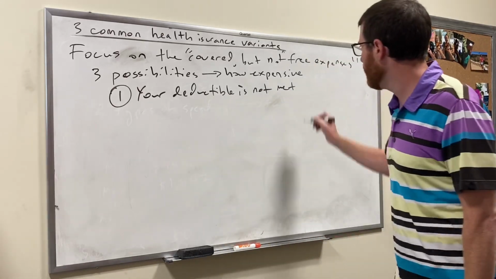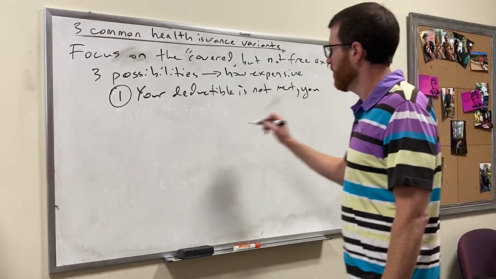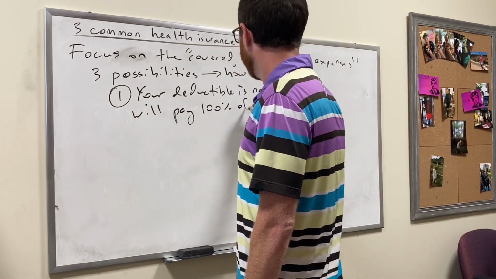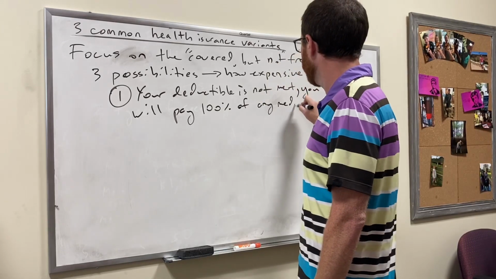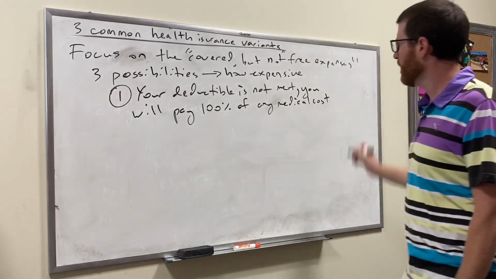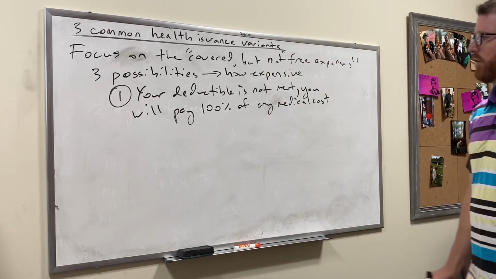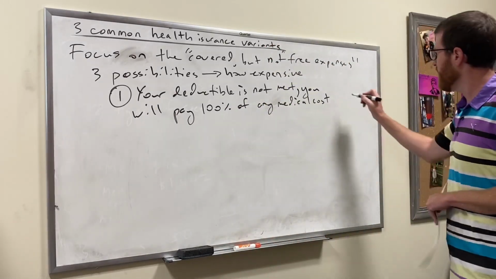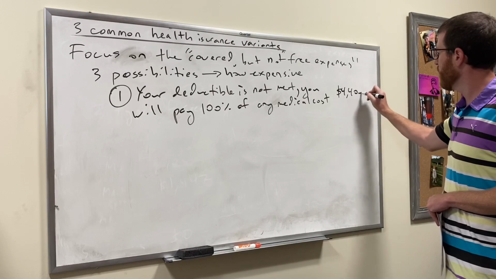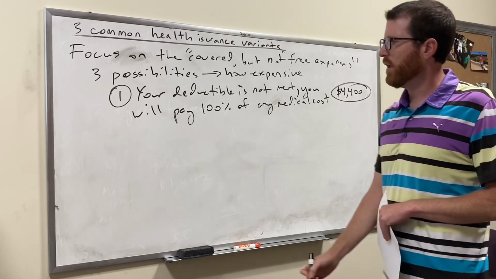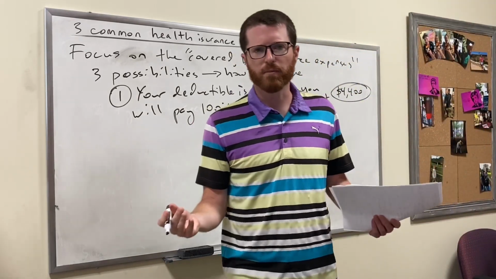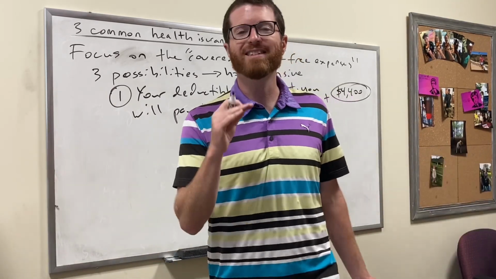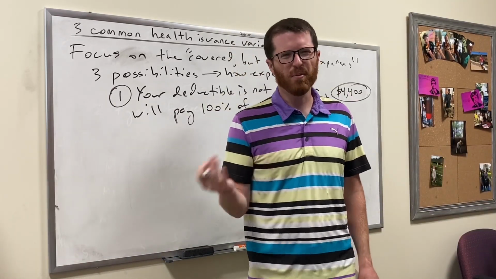So if your deductible is not met, you will pay 100% of any medical cost. Okay? So that would be the amount up to your deductible. For me, my deductible is $4,400. So if I've spent no money on medical expenses and I suddenly have a $1,000 expense, I will pay for it entirely. A lot of times people are surprised by that.